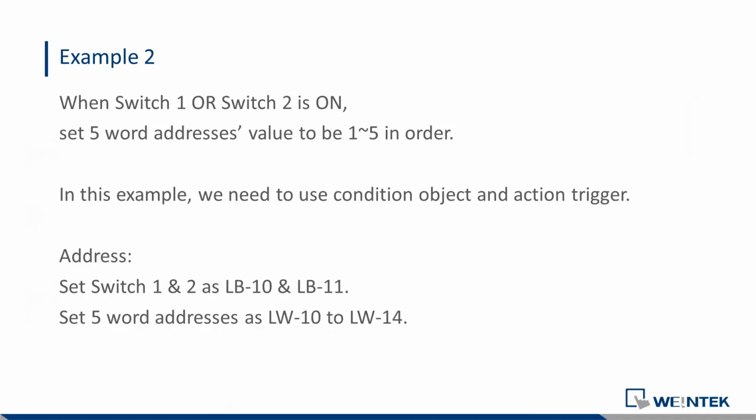The second example is that when switch 1 or switch 2 is on, we're going to set 5 word addresses' values from 1 to 5 in order. All right, so this is our second example here. And in this example, we need to use a condition object and an action trigger here. Right, we need to use the condition object to drive the action trigger. So these are the addresses we're going to use now.